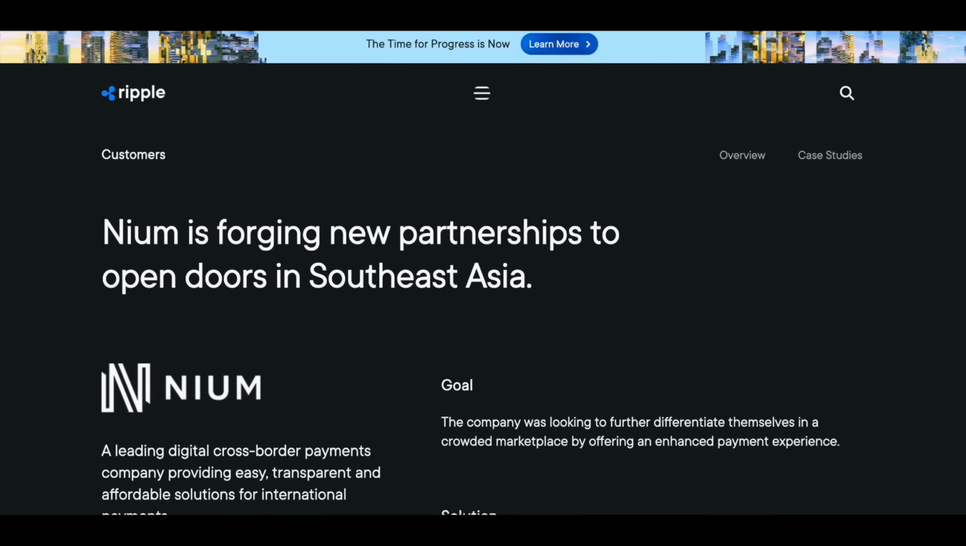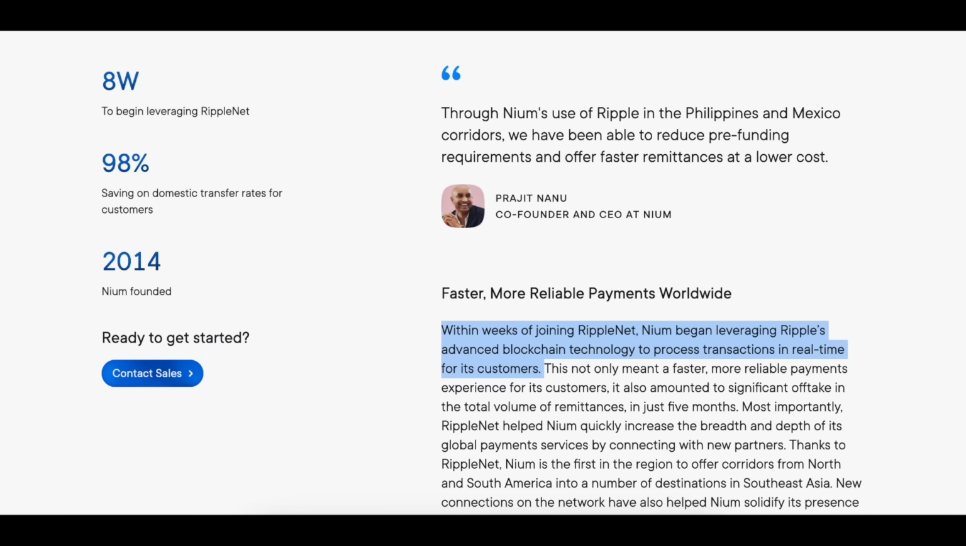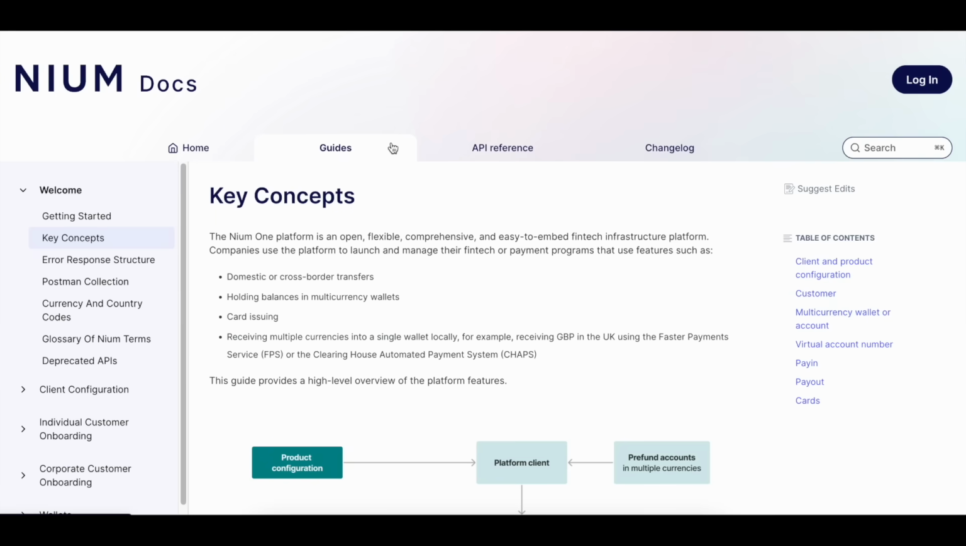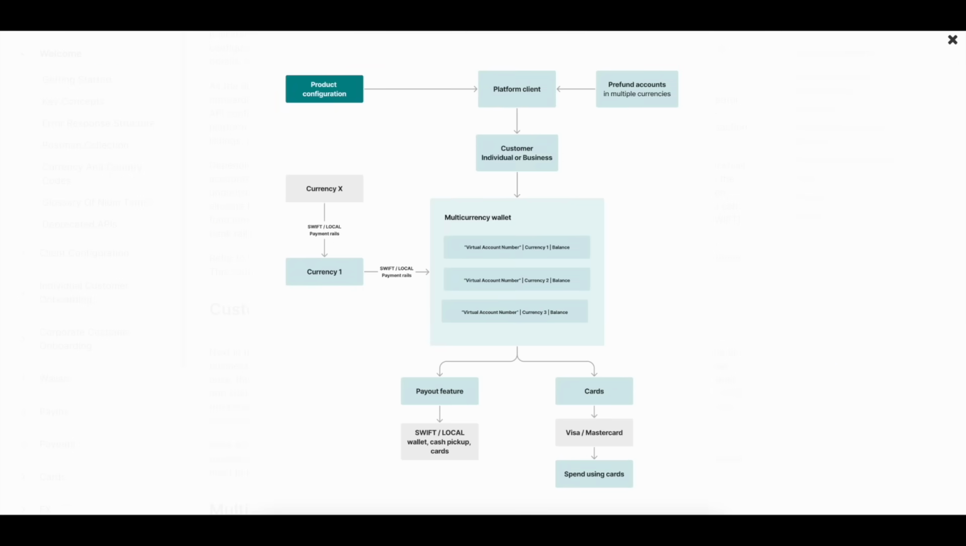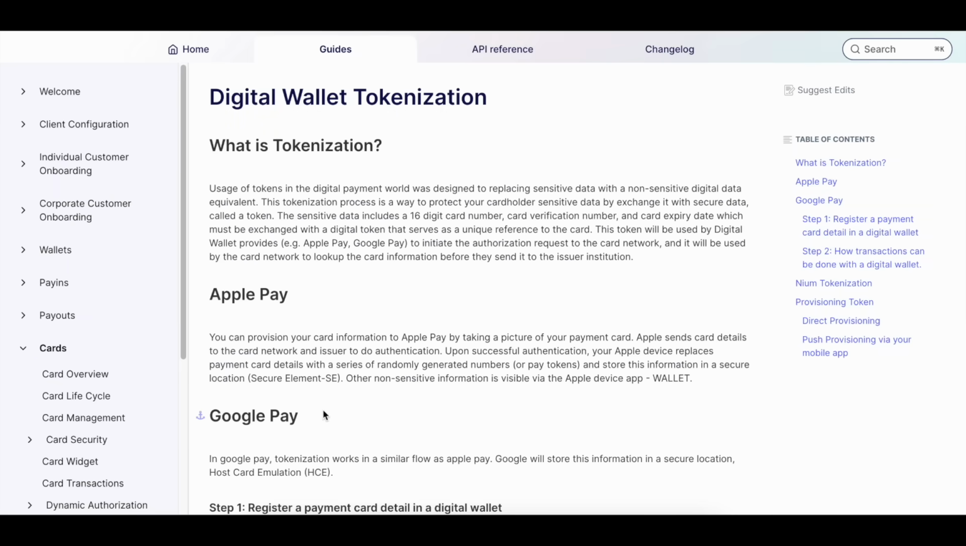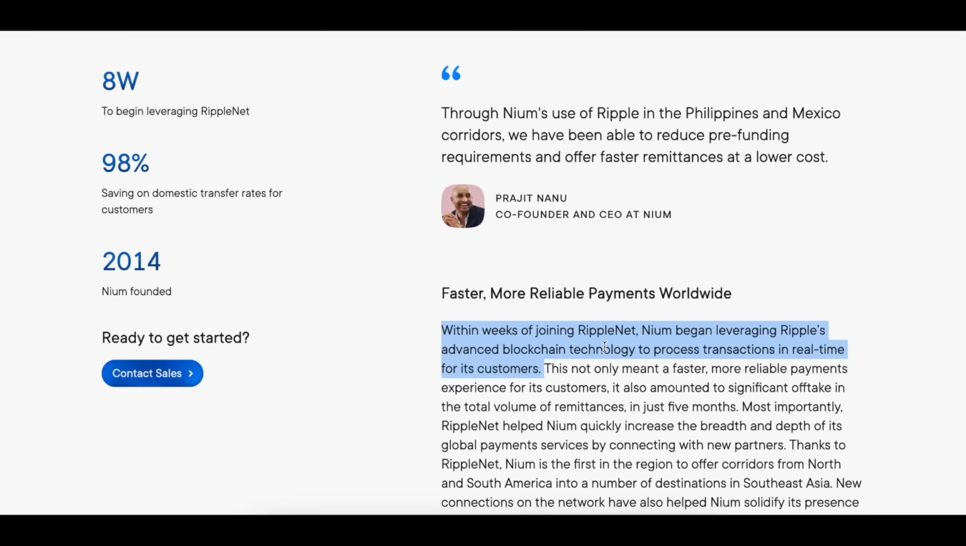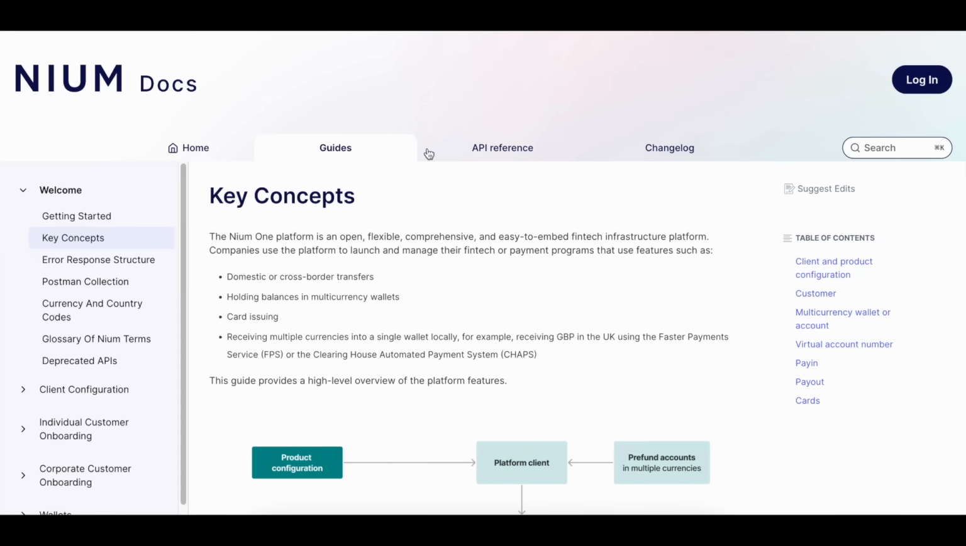And now getting into Noom and them utilizing RippleNet, which now on their website, they're going to be integrating Apple Pay and Google Pay. We have the dominoes slowly falling. Noom has been a longtime partner with Ripple. Within weeks of joining RippleNet, Noom began leveraging Ripple's advanced blockchain technology to process transactions in real time for its customers. And on their key concepts, it says the Noom One platform is an open, flexible, comprehensive, and easy to embed fintech infrastructure platform, which we know, behind the scenes, is utilizing RippleNet.